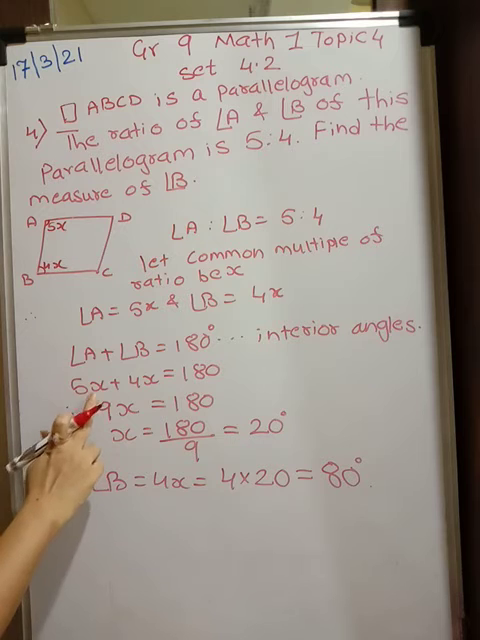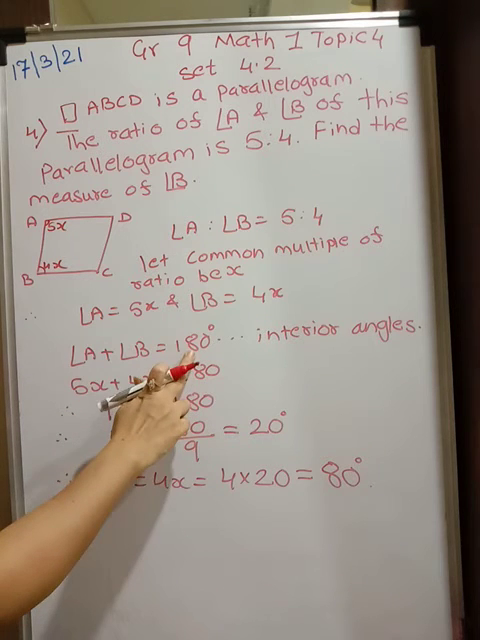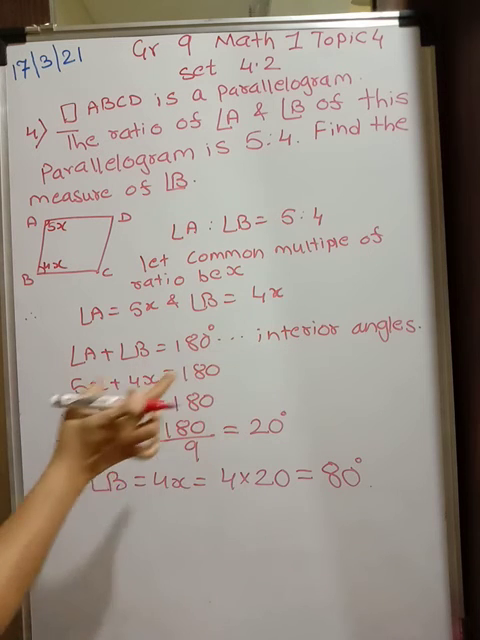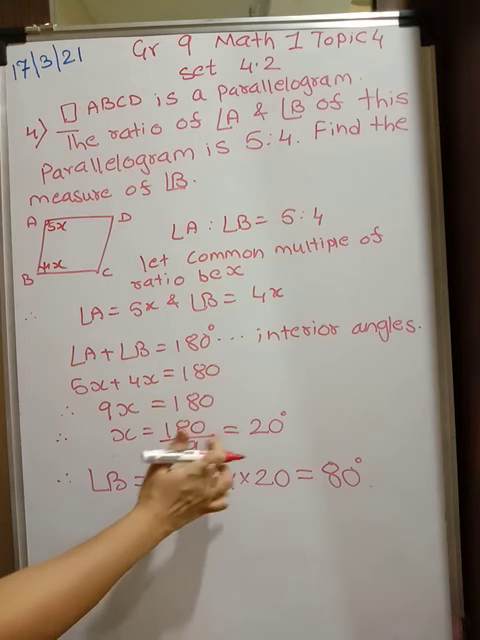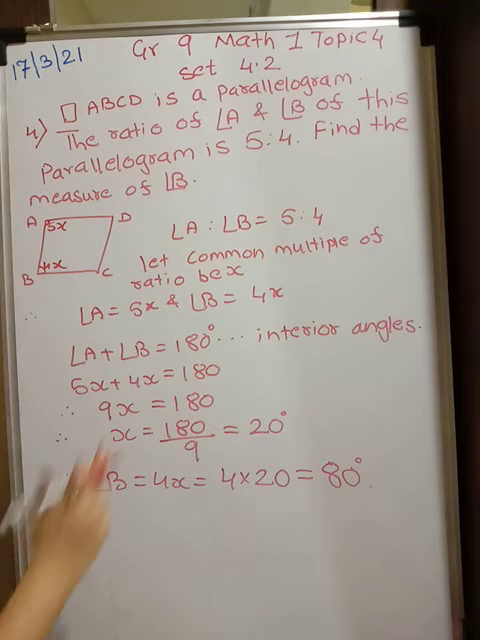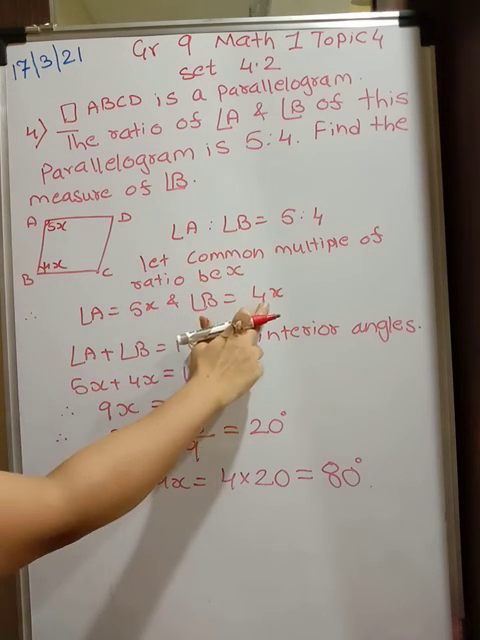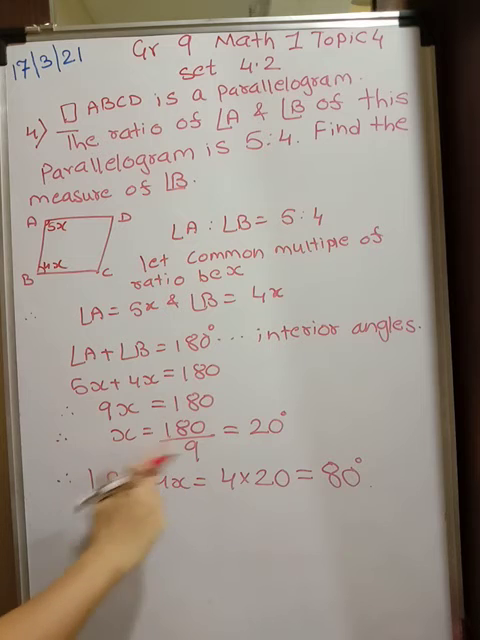So I have written 5x plus 4x is equal to 180 here. Angle A plus angle B. Reason is interior angles. 5 plus 4 is 9x is 180. So x will be 180 by 9, which is equal to 20 degrees. But what is angle B? Angle B is 4x, 4 into x. X we got 20. So 4 into 20 becomes 80 degrees. Wasn't it easy? Okay. So you can please take this down in your notebook.